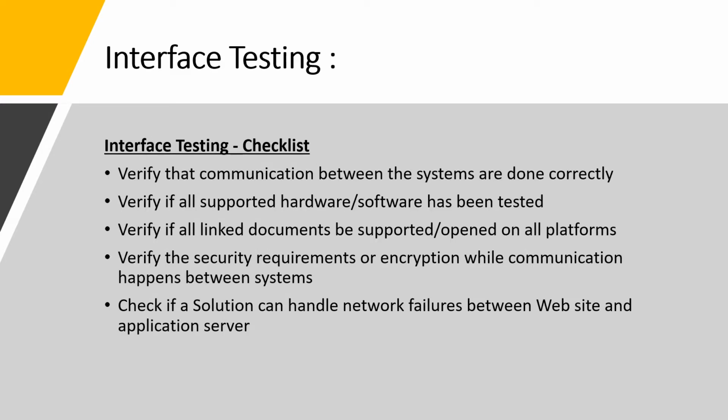Here is a checklist, or guidelines, for interface testing. First, verify the communication between the systems, and then verify if all supported hardware or software has been tested. Verify if all linked documents are supported or can be opened on all platforms. Verify the security requirements or encryption while communication happens between systems. Check if the solution can handle network failures between the website and the application server.